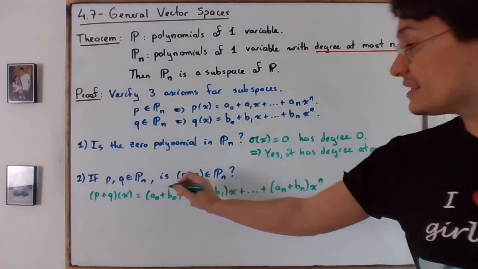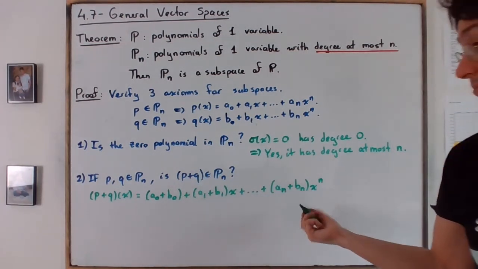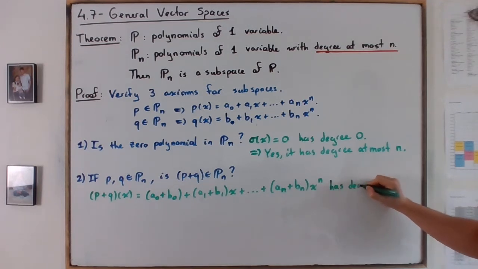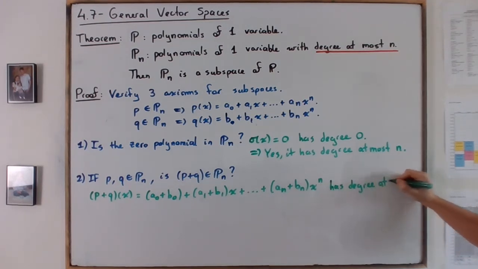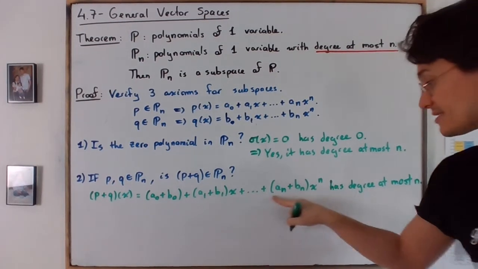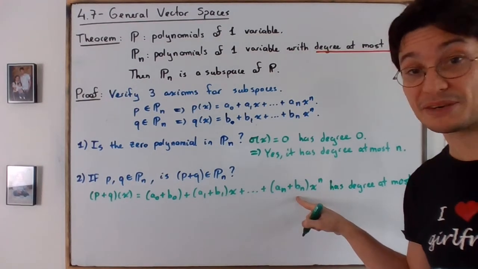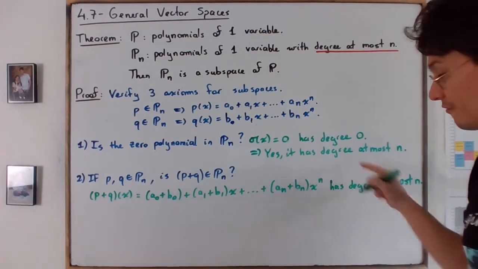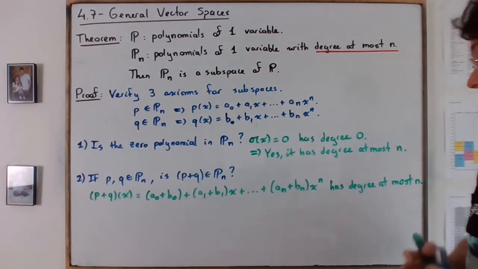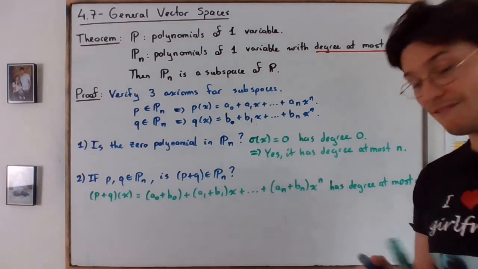And as you can see, this has degree at most n. Don't forget, we say at most because nothing guarantees that this is non-zero. This actually could be 0. But we know for sure that we don't have terms after this one. So we're good.